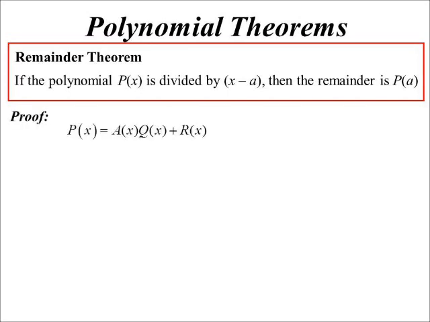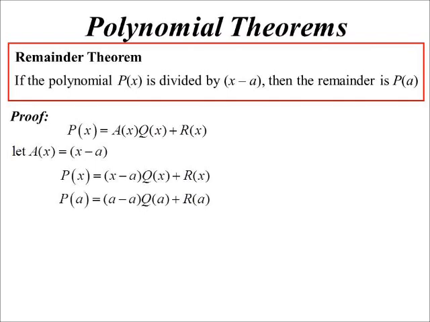So let's just prove that. We know we can rewrite our polynomial as quotient times divisor plus the remainder. Now we're going to say the divisor is x minus a. So let's rewrite that, and let's see what the polynomial at a is. Well, if we substitute a in, the x minus a is going to become 0, and so I'm left with the remainder at a.